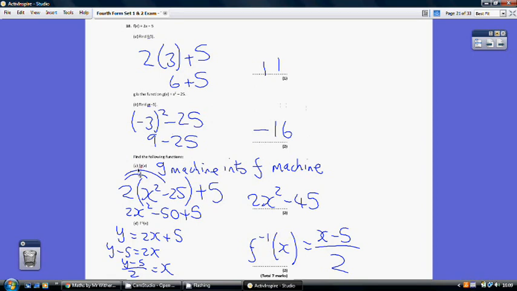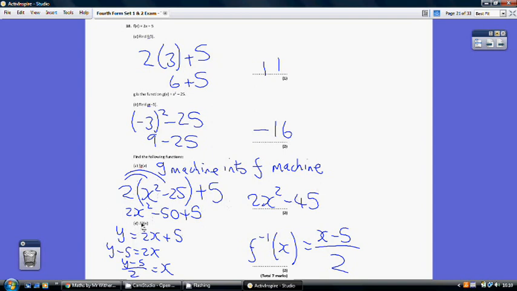Now for part C, we've got to find fg of x. Now this is when we put the g machine, the g function, into the f function. So we're popping x squared minus 25 into 2x plus 5. So that x is being replaced by x squared minus 25. So it's 2 lots of the x squared minus 25. And then plus the 5 afterwards. So with the claw, 2 lots of x squared is 2x squared, 2 lots of minus 25 is minus 50. Gather up the minus 50 and the plus 5, we get 2x squared minus 45.